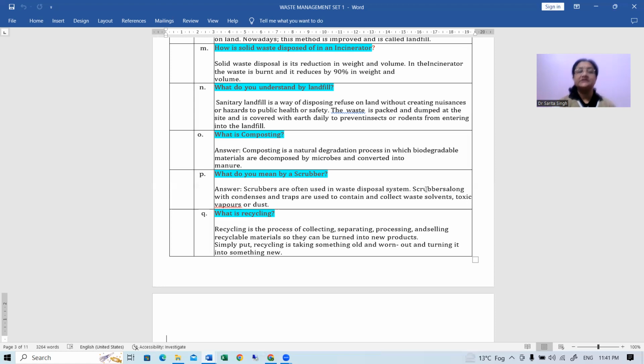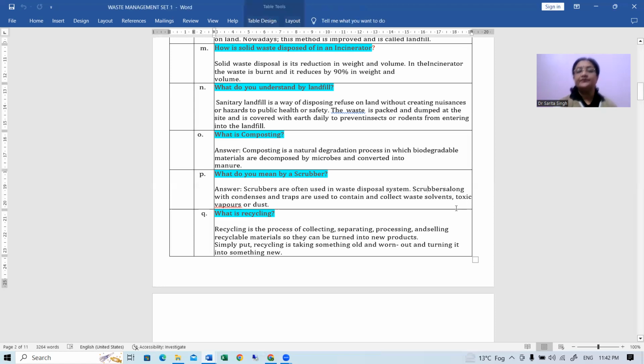Next is, what do you mean by a scrubber? Again, it is a machine which is used to reduce the total waste. Now you can see how it works. Scrubbers are often used in waste disposal systems, and these scrubbers, along with condensers and traps, are used to contain and collect waste solvents. Toxic vapors or dust, all these are actually separated, right?